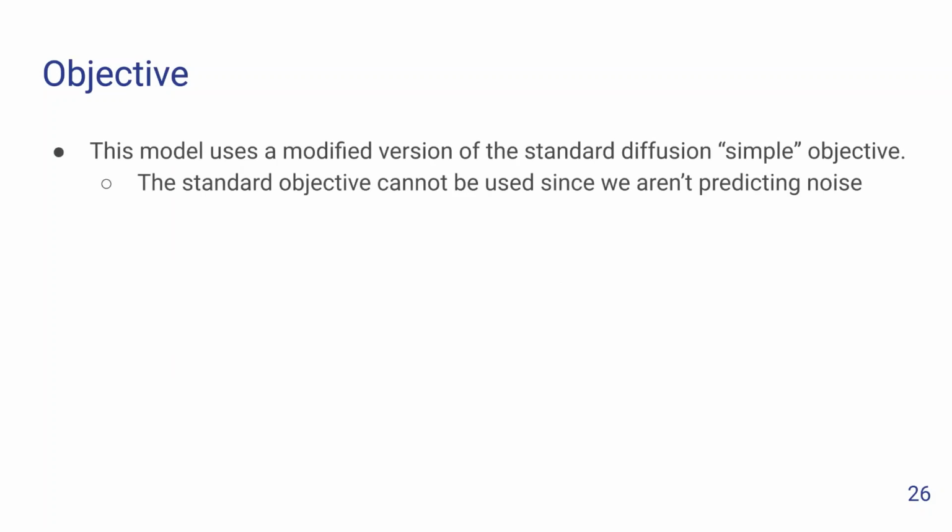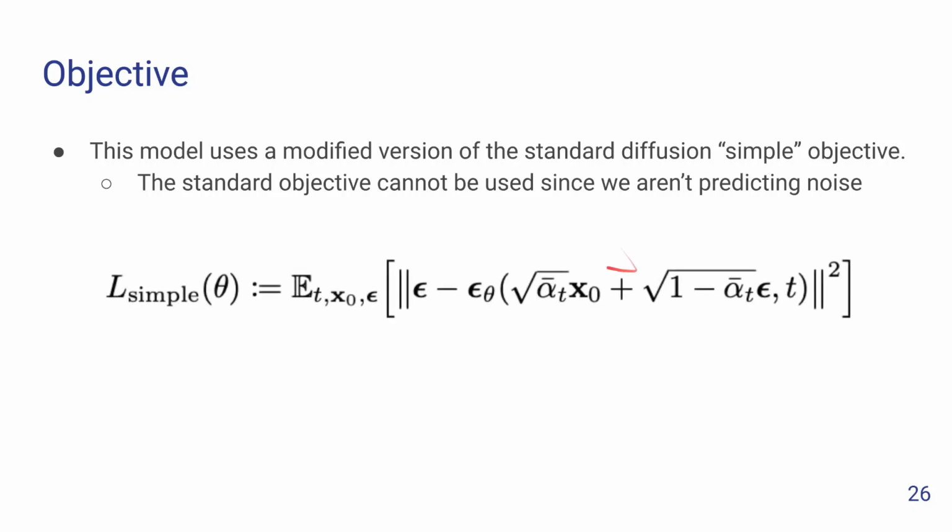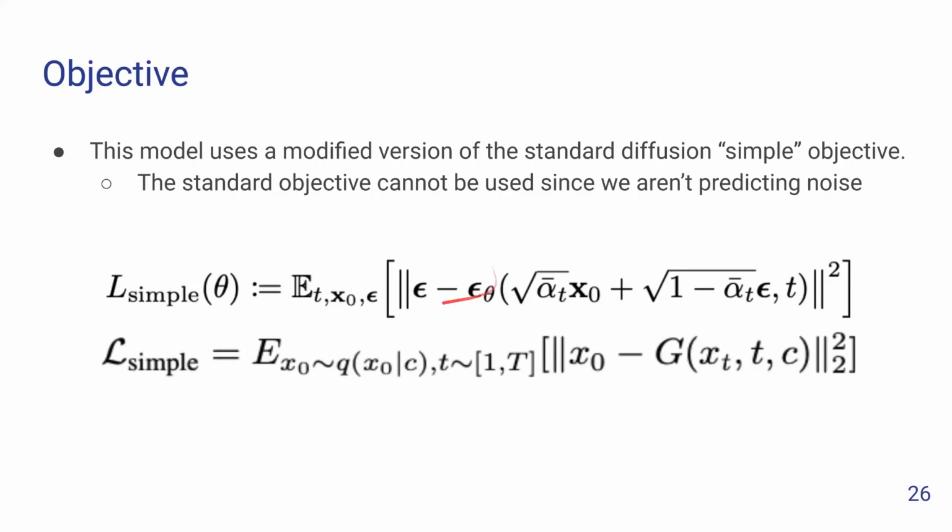Finally, I want to talk about the objective. So this model uses a modified version of the standard diffusion model simple objective. And the simple objective from a standard diffusion model is shown here. In the standard diffusion model, we're more concerned with calculating epsilon, and that's because we're calculating on the noise, and we need to use epsilon to do that. However, in our simple objective, we're not calculating epsilon at all. We're more interested in calculating G, which, remember, G is the transformer encoder. We're more interested in calculating an encoder, which can give us our desired results.